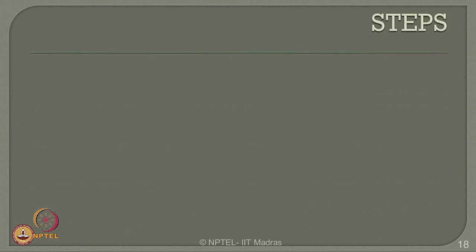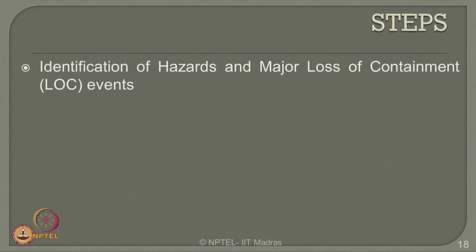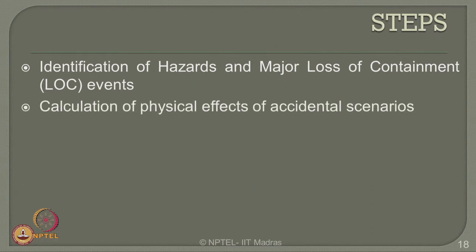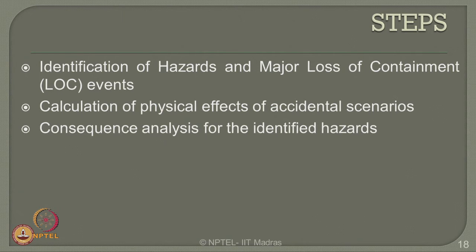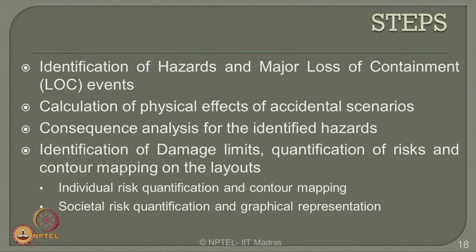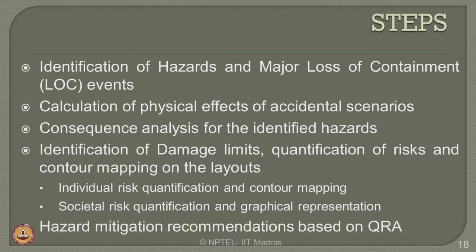Let us quickly see what steps are followed in this case study. The first step is to identify the hazards and major loss of containment, what we call LOC events, followed by calculation of physical effects of accidental scenarios. Then one should do consequence analysis for the identified hazards. Then one should prepare identification of damage limits, quantify the risks and do contour mapping of the layouts. One should focus on individual risk quantification and contour mapping and also societal risk quantification and graphical representation of societal risk that may arise from the liquid release of a GGS. Ultimately, at the end, one should also give hazard mitigation recommendations based only on the study conducted, not generic recommendations.